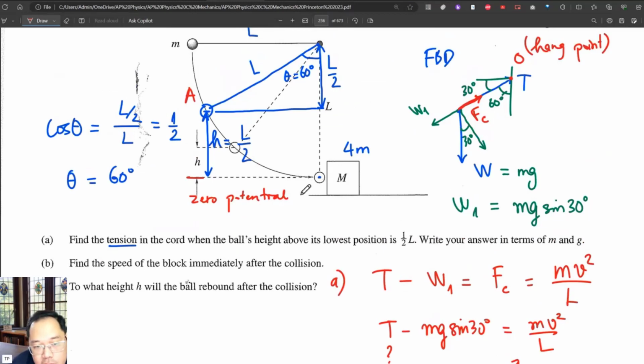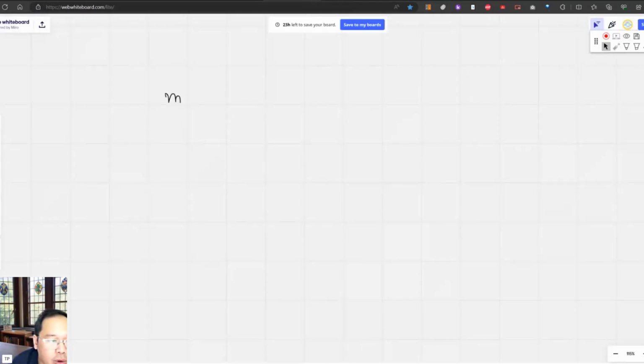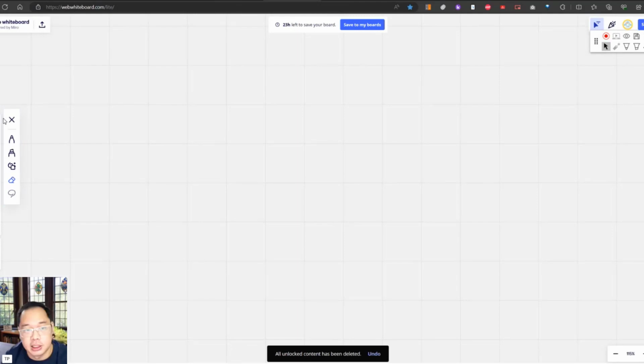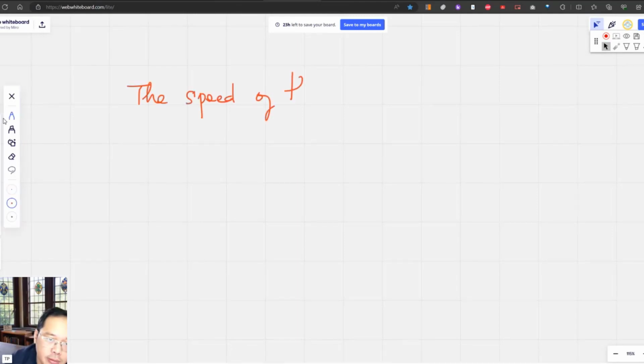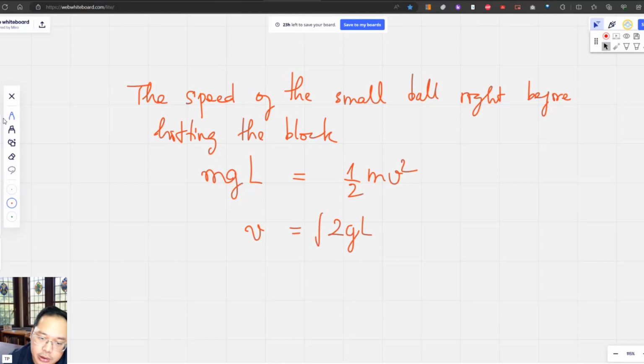At the lowest point, we need to use conservation of energy again to find the velocity of the small ball right before hitting the block. To find that speed, we use the conservation of energy again. Mg times the height, which is L, equals 1/2 mv squared. So that speed is the square root of 2gL, before hitting the block.